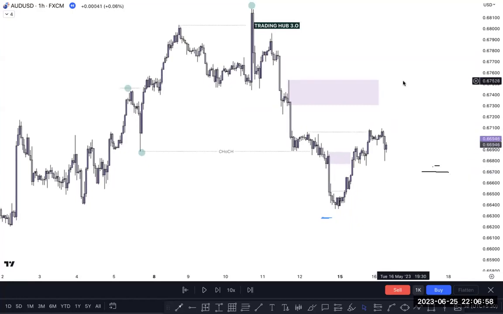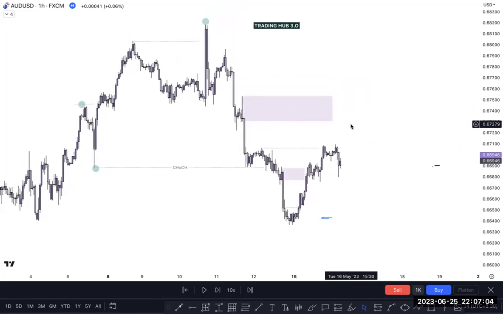So how can you deal with this case? First of all, you have to wait for it. What we can expect here, and what scenario you have to apply here in a higher time frame first.